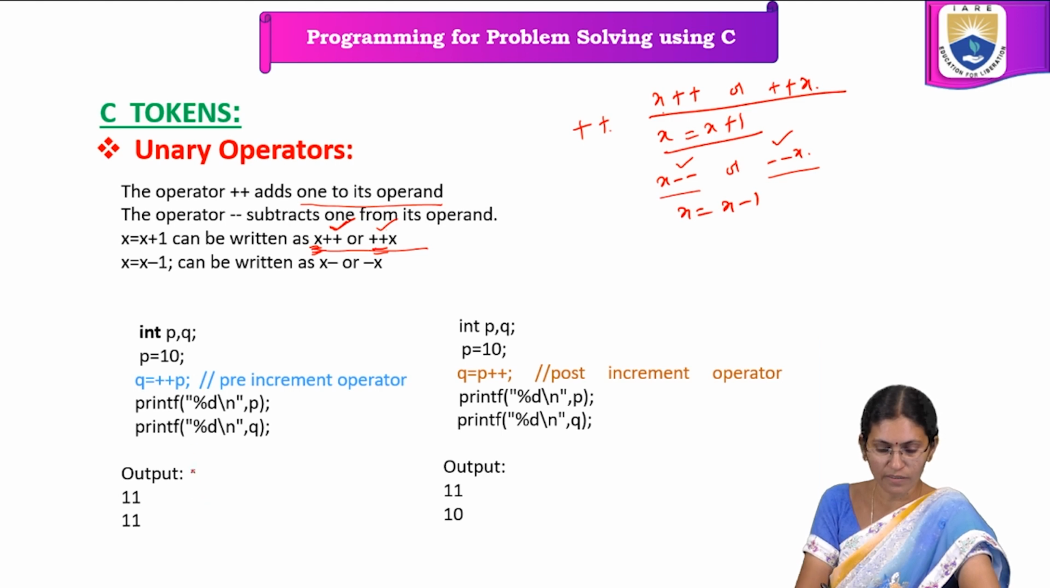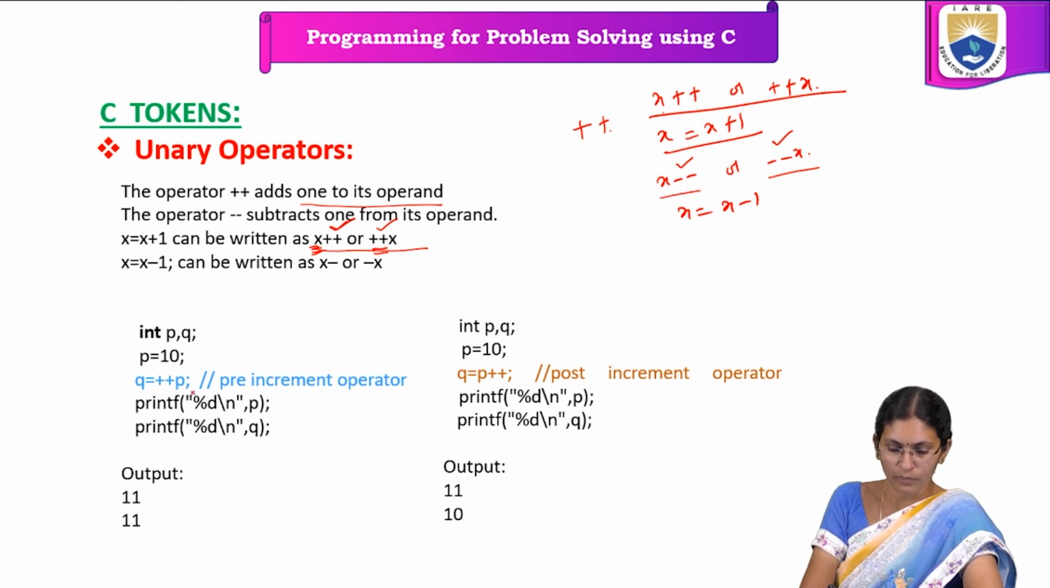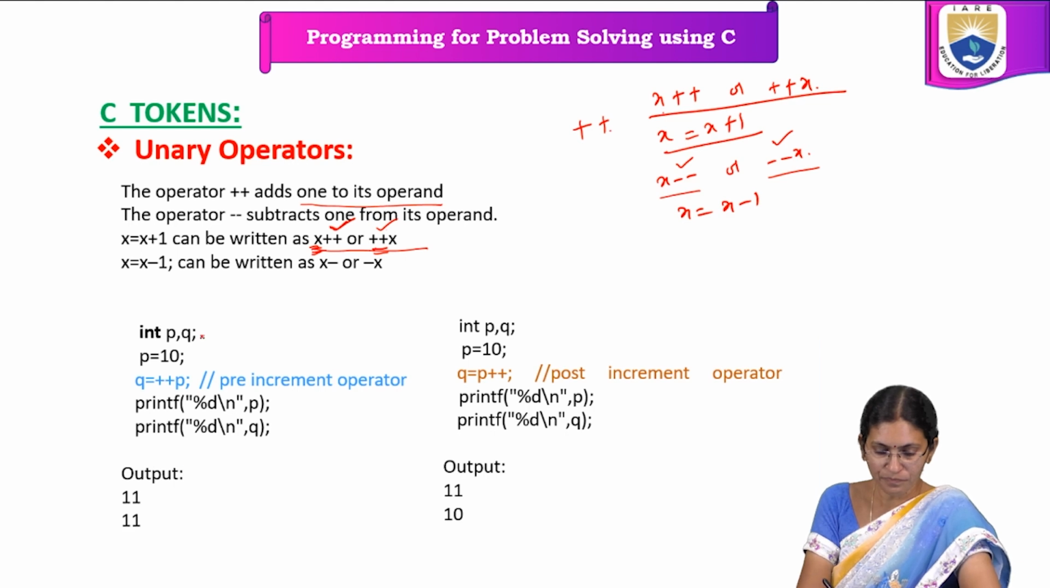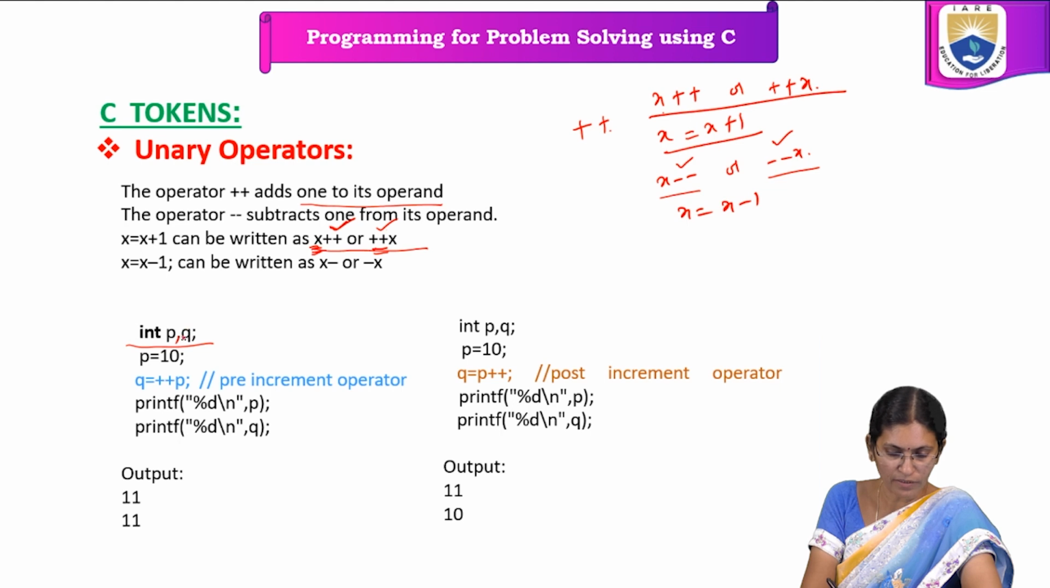In order to understand that, we have a small example here. One sample program is available. We have taken two variables. The comma is also a special operator, used to separate two variables of the same data type. We'll discuss that in detail with the special characters. So here we have two variables p and q, both of the same data type, integer. We have assigned the value 10 to p.